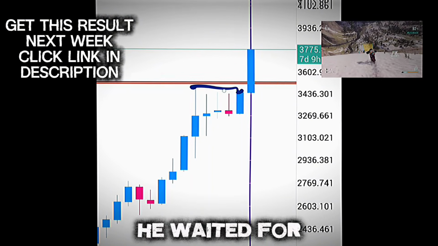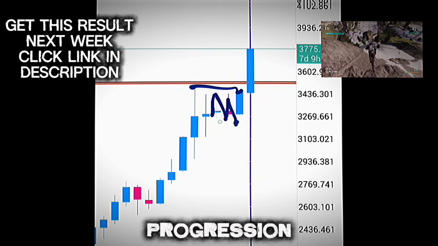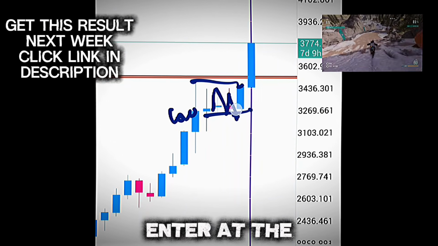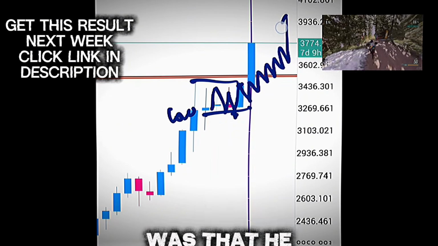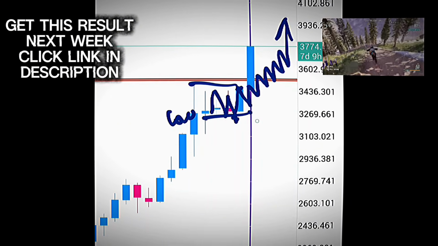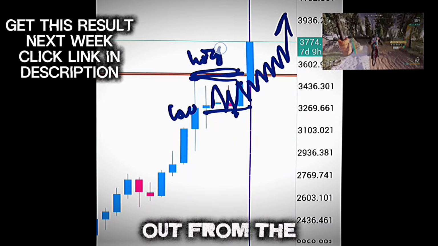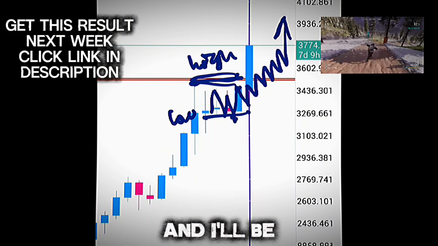So basically he waited for price to take out that progression there, give us the progression, and then when price was at the low, he did not enter at the low, but you can enter at the low, and I'll show you how to do that. What he did was enter when the price was at the high there, when it was almost breaking out from the high. That's when he bought and followed the progression, and I'll be teaching you how to do that.